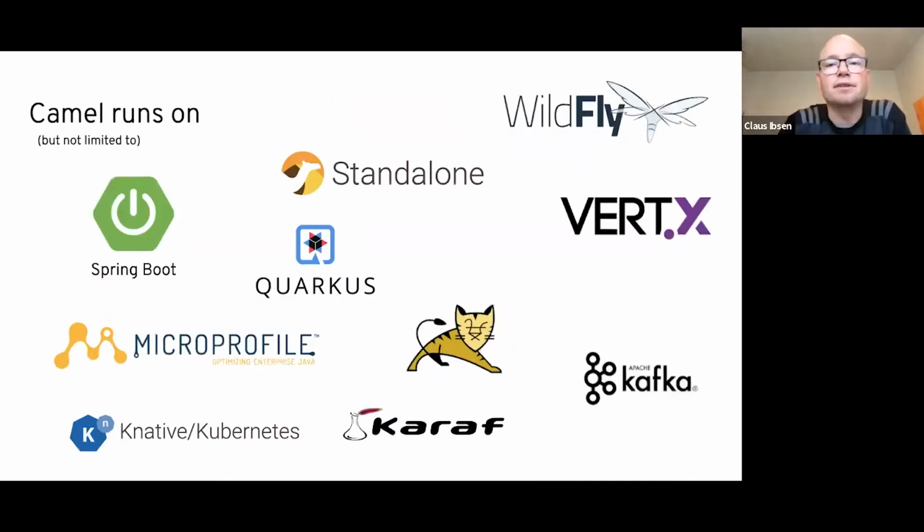Now Camel is just a library, so basically you can run Camel anywhere you can use Java. Over the years, you can run Camel on Tomcat and old application servers, and you can run it on more modern runtimes like Spring Boot and Quarkus. And what we're going to see also in this talk is that Camel is truly cloud native on Kubernetes.